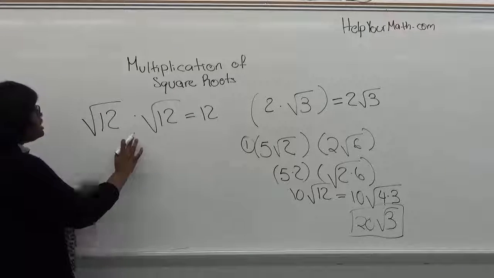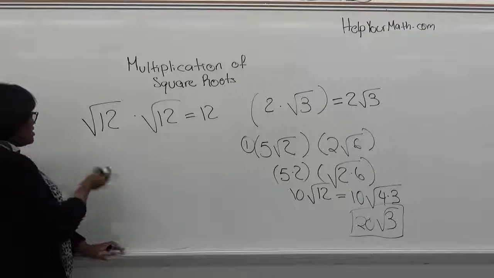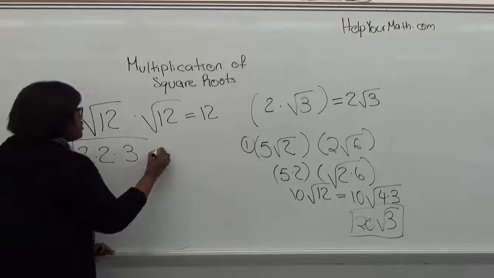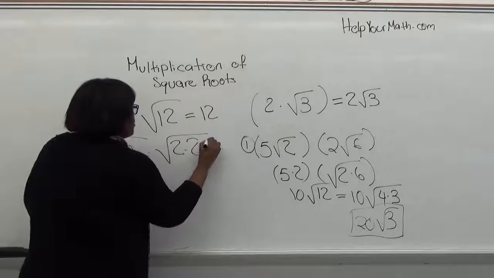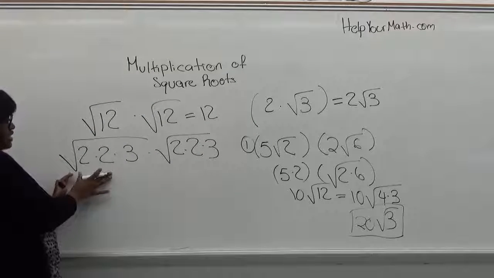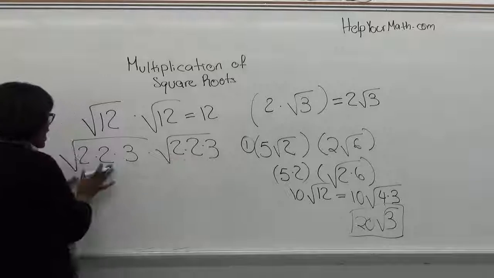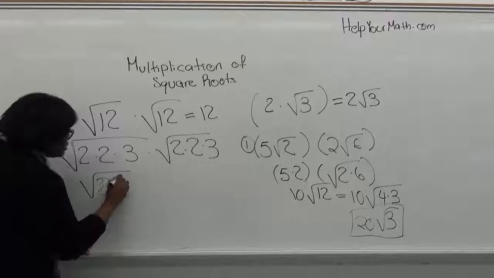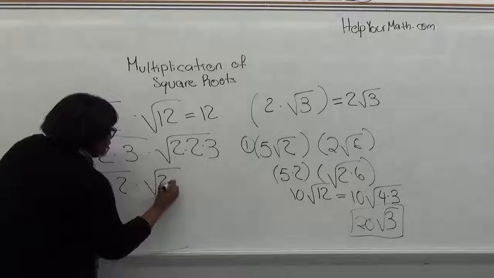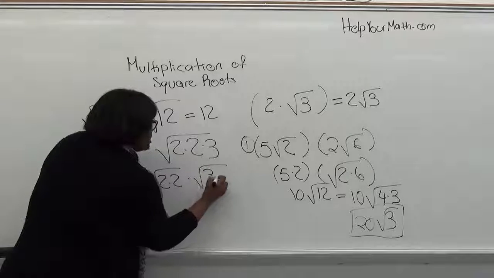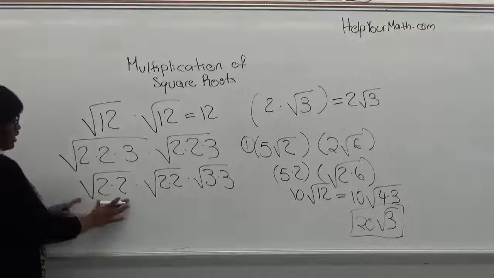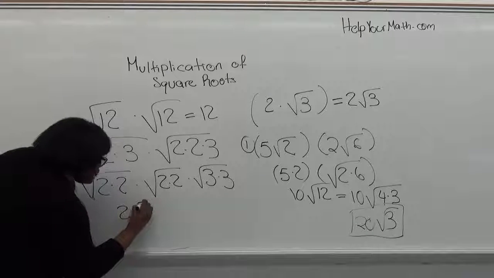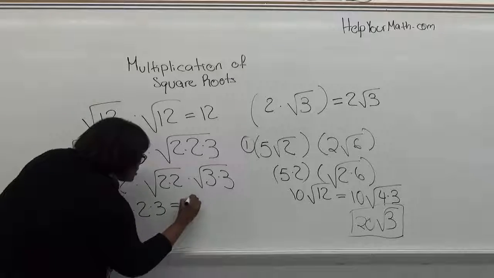So let's write this as products of prime factors. So we can have the square root of 2 times 2 times 3 times the square root of 2 times 2 times 3. So we have to take out pairs. So as you can see, we have 2 of each number. So let's rewrite this as the square root of 2 times 2 times 2 times 2 times the square root of 3 times 3. And since we know that when it pairs under the radical, the answer is just the number, so we're going to have 2 times 2 times 3, which gives us 12.